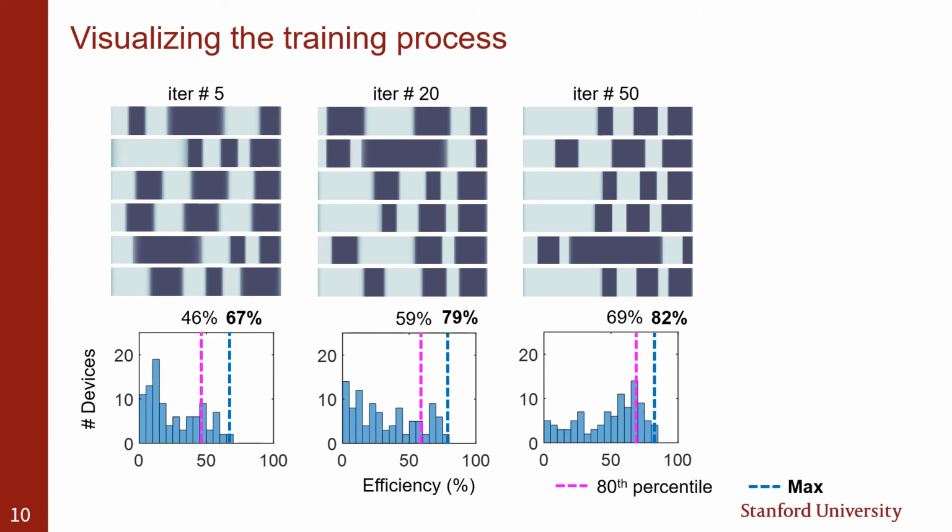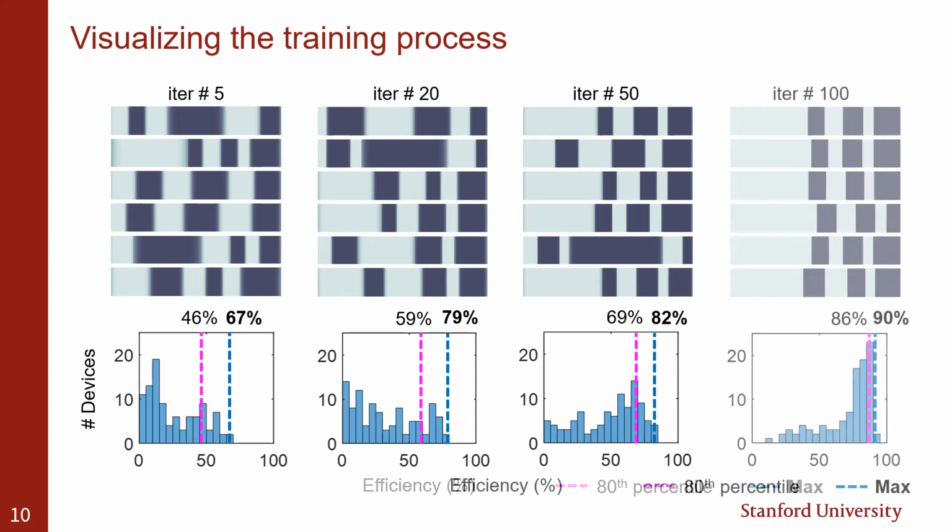At later iterations, the network has identified and converged to more narrow regions of the design space and outputs less diverse distributions of devices. Over the course of optimization, the devices become more binary and the distribution of generated devices narrows and shifts to high efficiency values. The final network produces binary devices that are clustered around the global optimum.